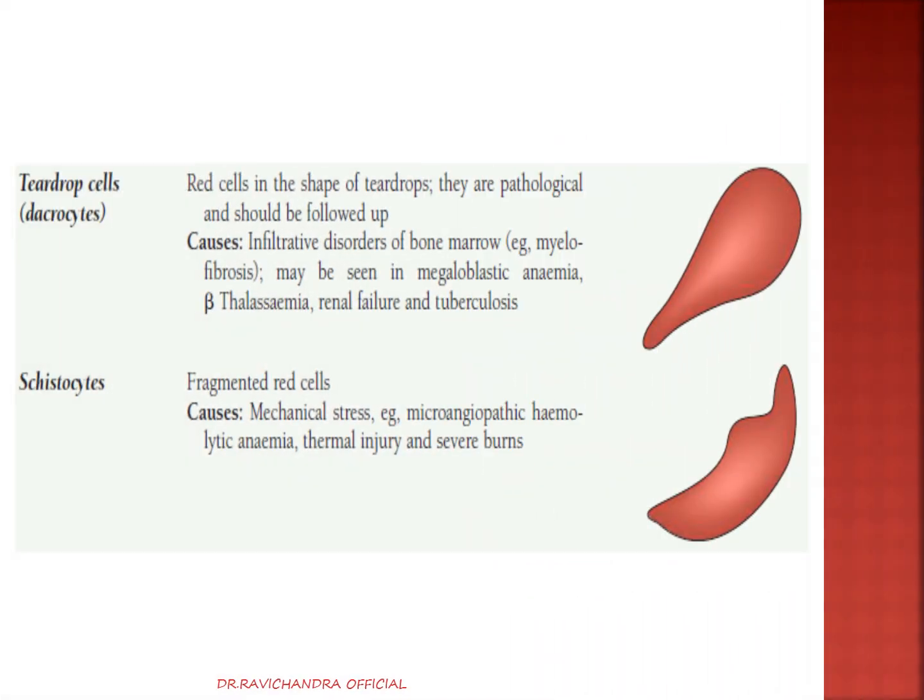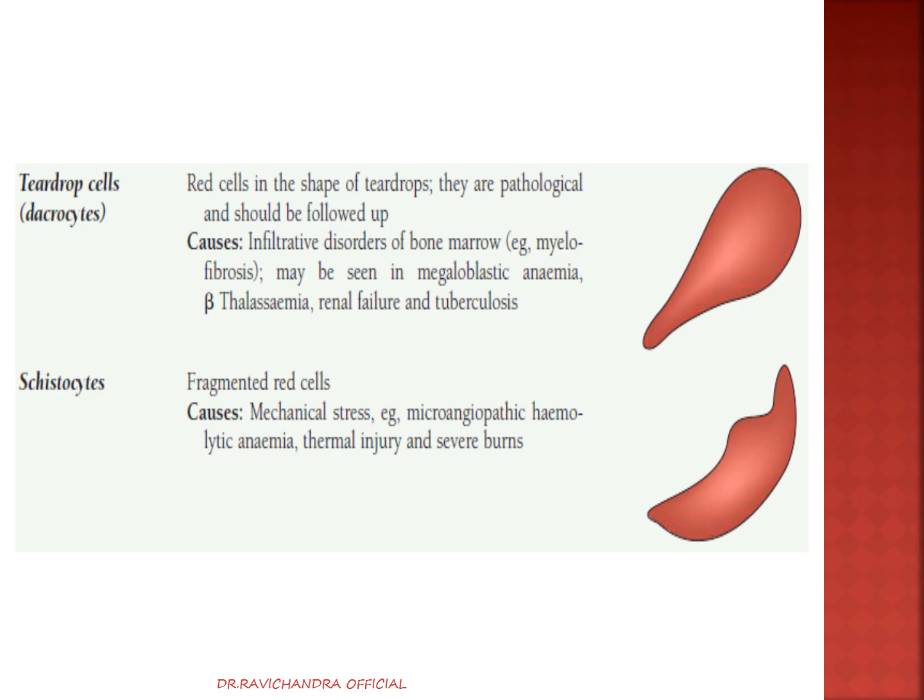Teardrop cells are dacrocytes. Dacro means tear. These are red cells in the shape of a teardrop. They are pathological and should be followed up. Causes will be infiltrative disorders of bone marrow like myelofibrosis. They can be seen even in megaloblastic anemias, beta thalassemias, renal failure, and tuberculosis.